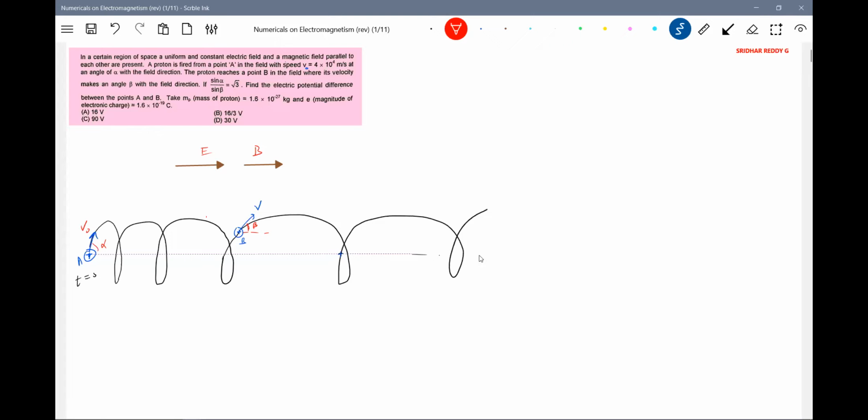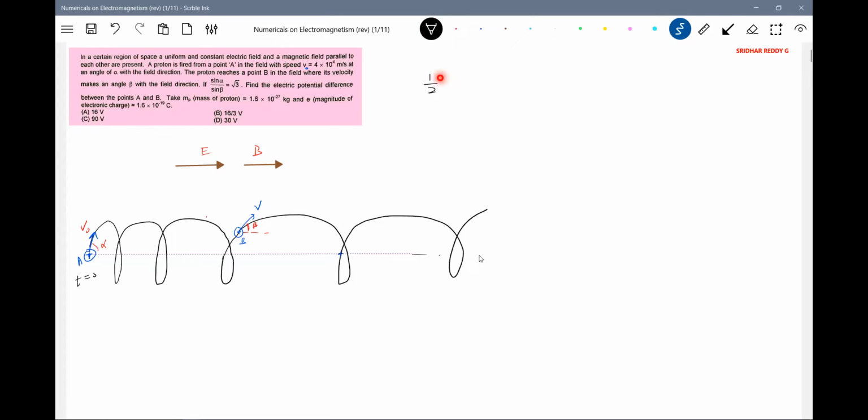I think if a student can draw this much and analyze the diagram this much, you know enough of electrostatics. We know the work done by the magnetic field will be 0. The magnetic field will not do any work as the proton moves from A to B. Then whatever change in kinetic energy there is must be due to the electrostatic field only.